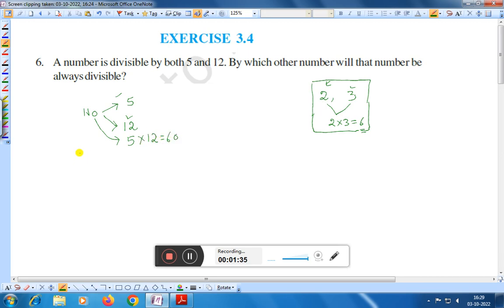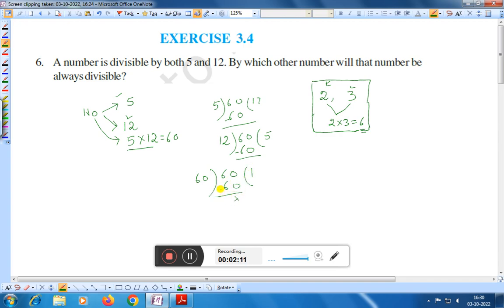Let us take one example. Suppose I have taken the number 60. Right? 60 is divisible by 5, that is 5 twelves are 60. And if we divide 60 by 12 also, that is 12 fives are 60. That means 60 is also divisible by another number, that is 5 into 12, that is 60. You see, 60 is also divisible by 60, that is 60 into 1 is equal to 60.